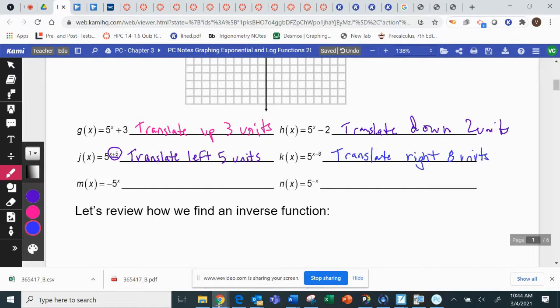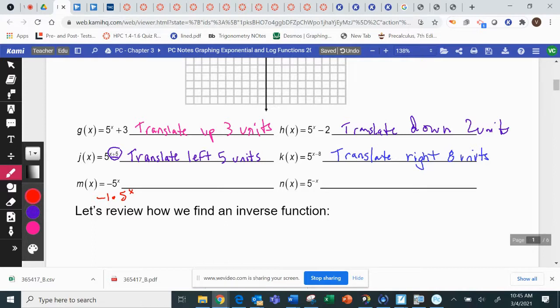This one has a negative 5 to the x. Is the x on the negative sign? It is not. It's only on the x. This would be like negative 1 multiplied by 5 to the x. Okay? So the negative 1 is not part of the actual function. It's on the outside of the function.